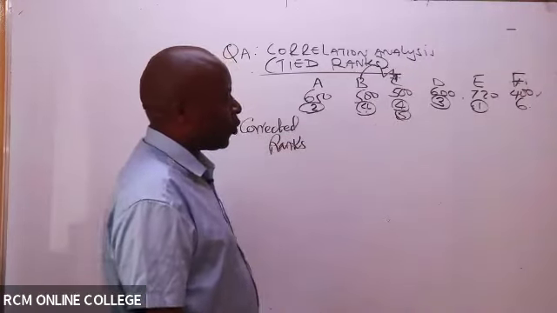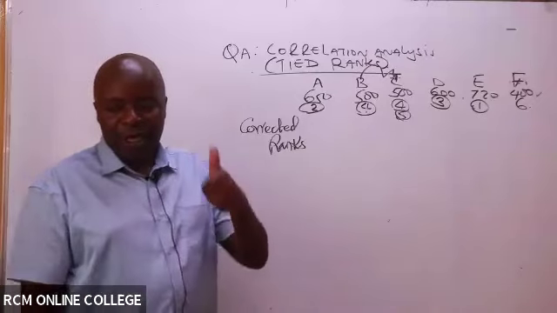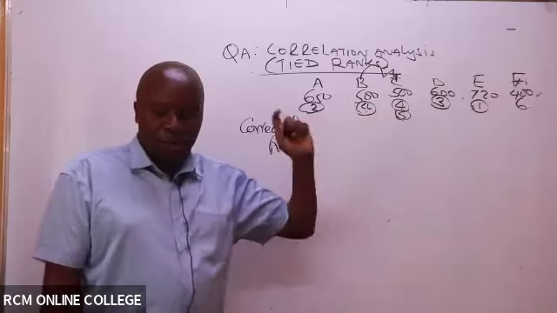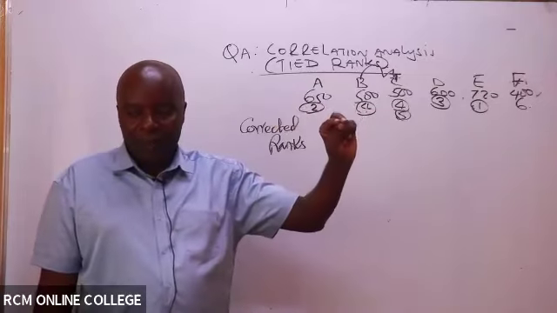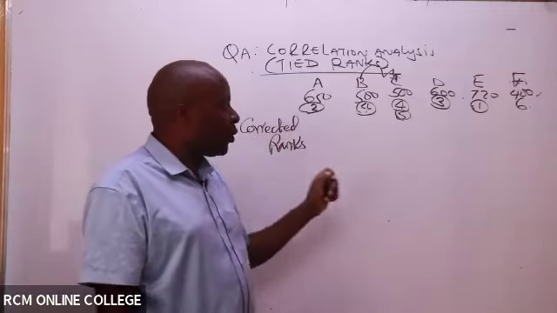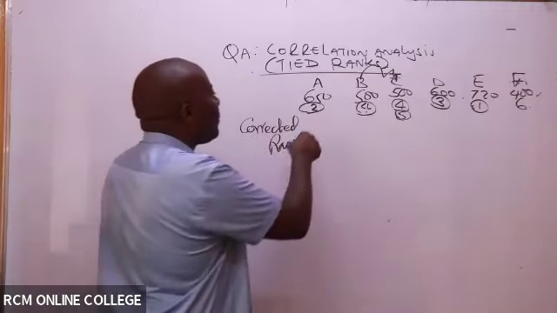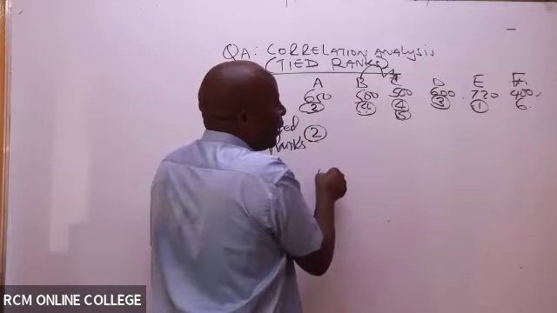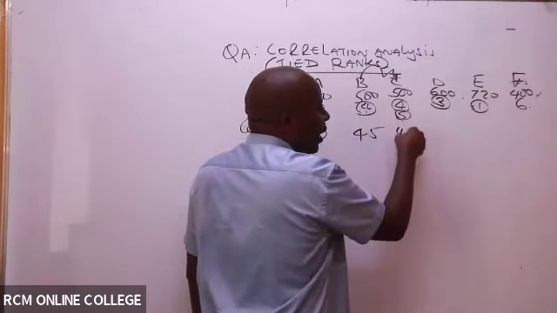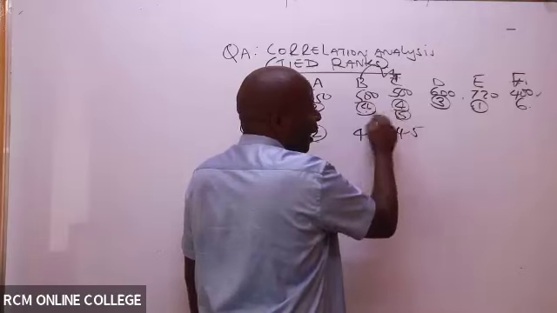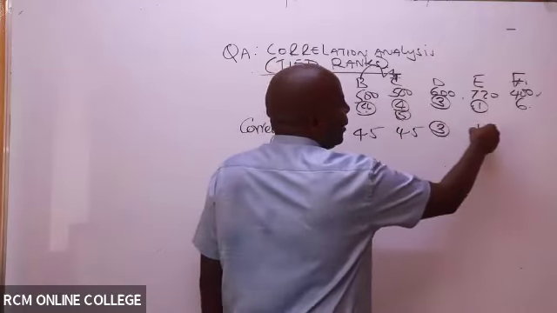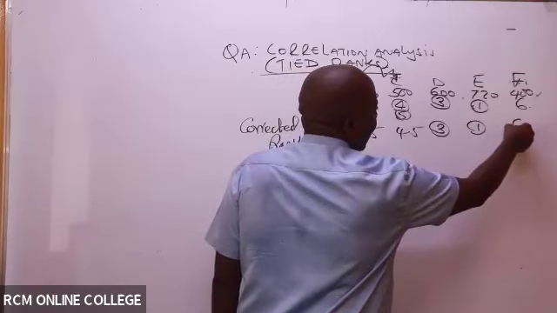So 9 divided by 2, what is 9 divided by 2? Because here I have to take an average. Whenever there is a tie, I must work with an average. So 9 divided by 2 gives me 4.5. Each one of them will be given an average rank. And then, of course, this one will remain, and this one will remain like that.